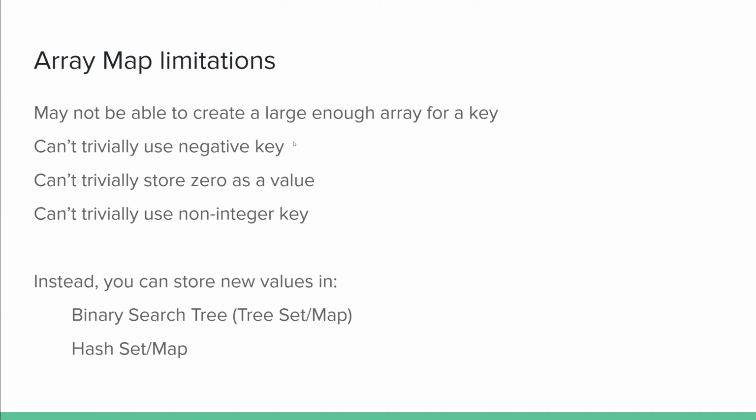But there are a lot of limitations to this. Let's say the time goes from 1 to over 1 billion or something. You can't really create an array of size 1 billion. You can't trivially use a negative key. If you're mapping time, time might go from 0 to n-1, but if you have a negative key, if you're going back in time for whatever reason, or if you need to use non-integer keys, or if you need to store 0 as a value, maybe some of these things won't work.